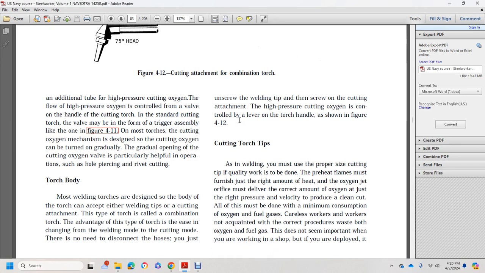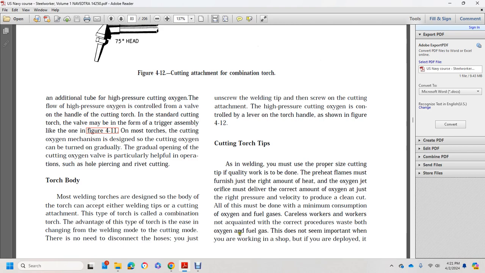As in welding, the cutting tip must be the proper size for quality work to be done. The preheat flame must be furnished with the right amount of heat, and the torch must deliver the correct amount of oxygen at the right pressure and velocity to produce a clean cut. All of this must be done with a minimum consumption of oxygen and fuel gas. Careless workers not acquainted with the correct procedure waste both oxygen and fuel gas.